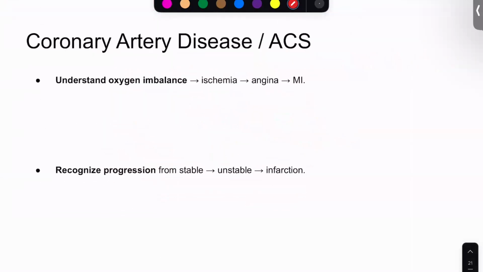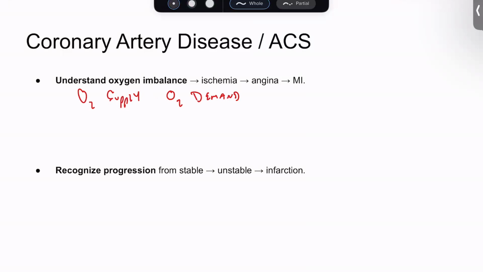All right, and last up here, coronary artery disease. So understand oxygen imbalance and recognize the progression. So with oxygen imbalance, it begins when myocardial oxygen supply is lower than what we can demand. So the O2 supply, for any reason, is lower than what we are able to give. So our demand is much higher than our supply.